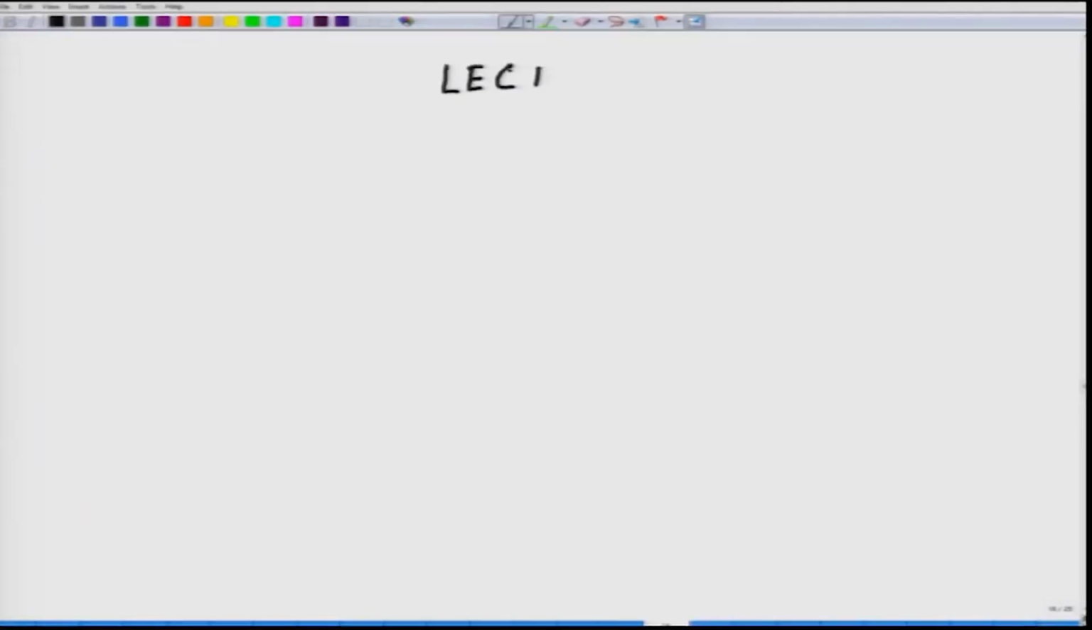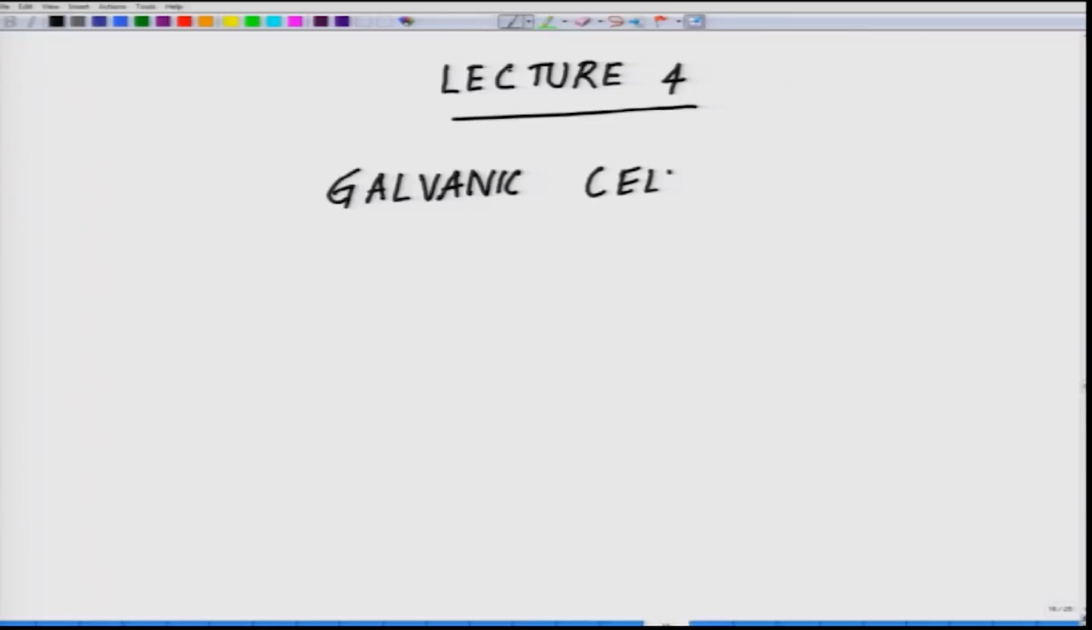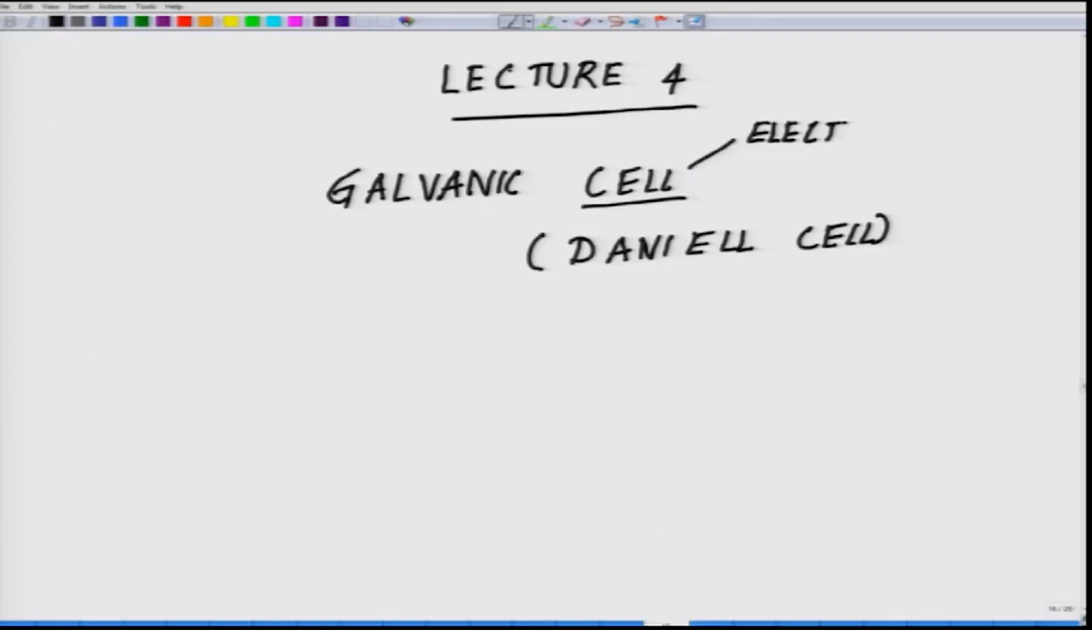Lecture 4. So today our topic is galvanic cell, which is sometimes also called Daniell cell. Okay, you may come across this word, so do not get perturbed when you see this word, Daniell cell. And this is not a biological cell, this is the electrochemical cell.